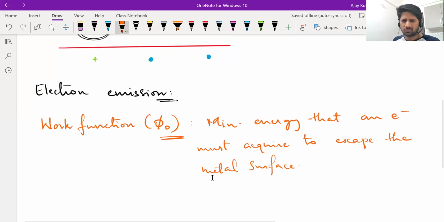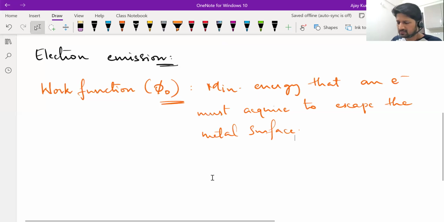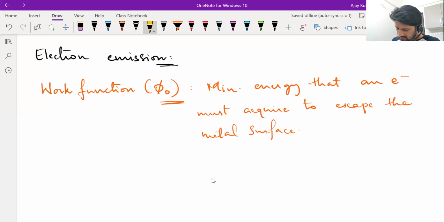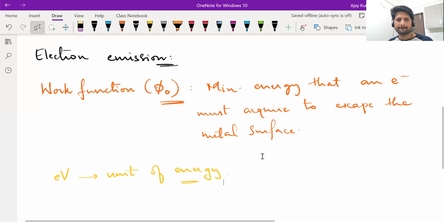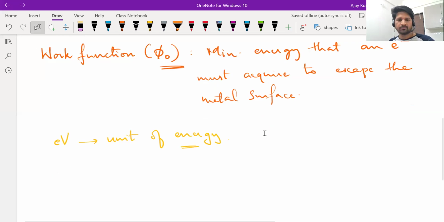Usually, this is a very small amount of energy, and the common unit in which we express work function is electron volt, eV. Okay, this is a unit of energy. Can any of you define an electron volt? How much energy is 1 electron volt?